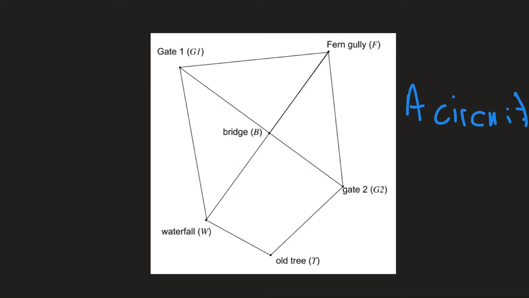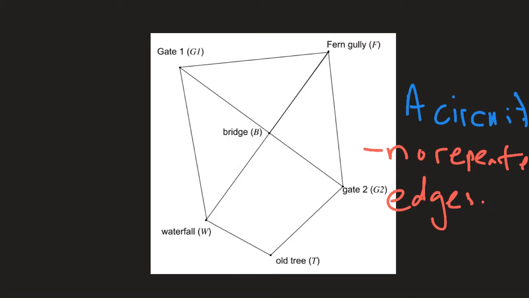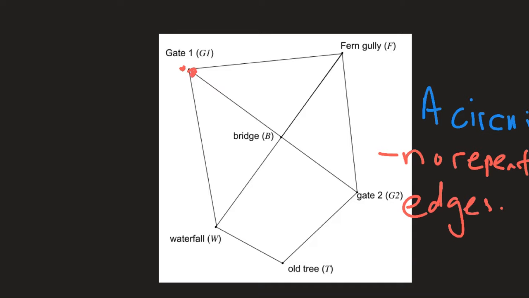All right, so a circuit is a special kind of path. In a circuit, you have no repeated edges. So I'll just write that down quickly here, that it has no repeated edges. I've run out of room. So I'm not going to overlap any of my edges on this. So again, I'll start here at gate 1. To do my example, I'll start at gate 1.